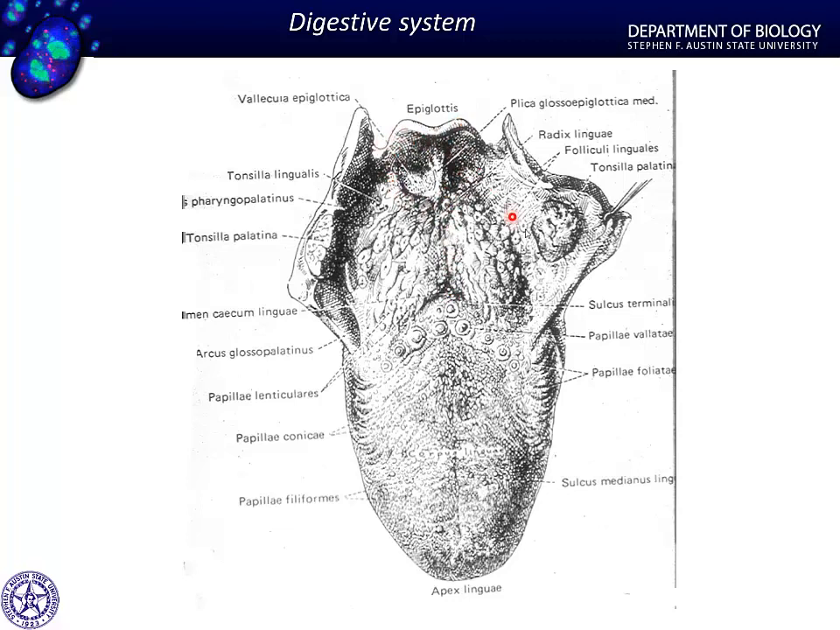Here we have the epiglottis. This is showing on these lateral sides of the pharyngeal compartment. We have the palatine tonsils. We're going to have our lingual tonsils in this region where we have some of our leaf-like structures, our foliate papillae on the side of the tongue.